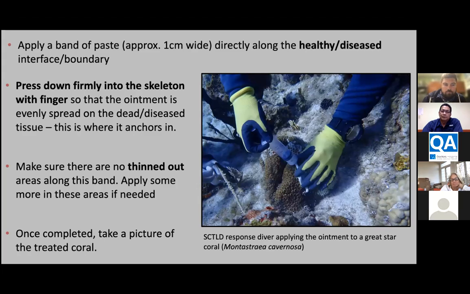Now, when you've got your picture, you put your camera away, and you put your scale bar away, and you want to just apply a band of paste. You can't really see it here, but on the next slide, there'll be a video. You just want to put it across that boundary, between the healthy tissue and the dead, recently exposed coral skeleton. You want to do that because when you push it down onto the skeleton part, it will act as an anchor, and it holds it in. Because on the live coral part, it's going to be producing mucus and stuff like that, and it makes it really difficult to adhere to it.